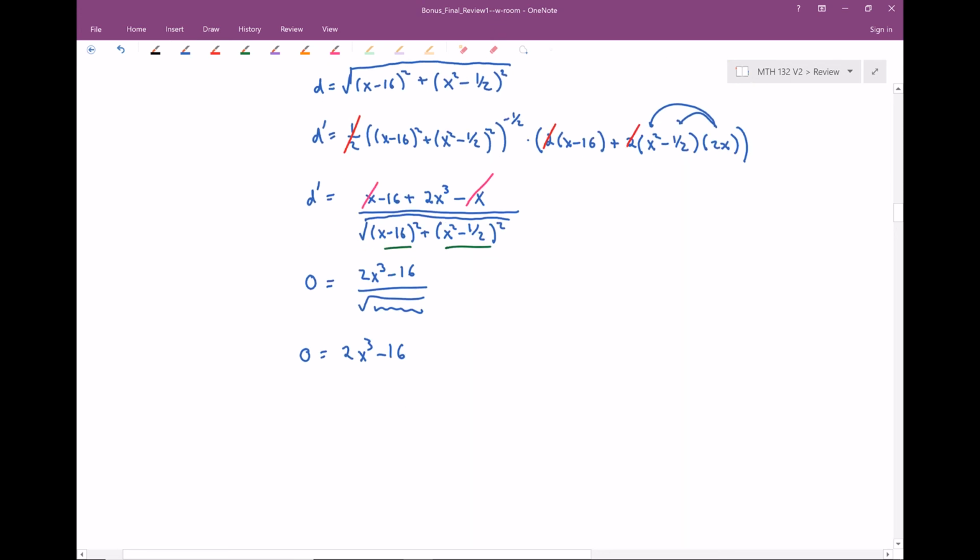Now I can go ahead and add 16 to both sides. So I get 2x cubed is equal to 16. I can divide by 2. And finally I can take the cube root. And when I take the cube root of 8, right, what cubed is equal to 8?